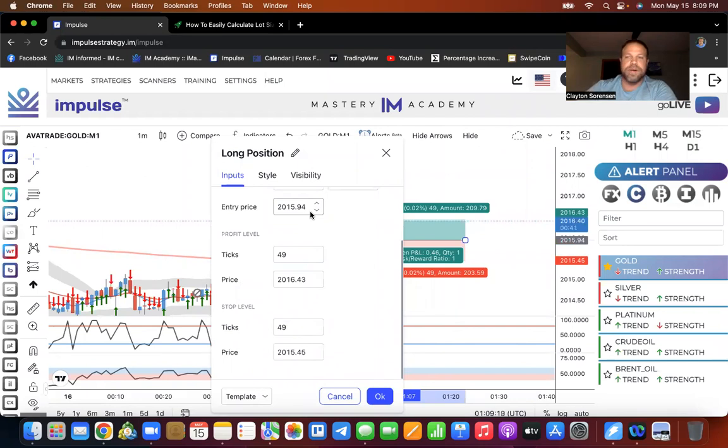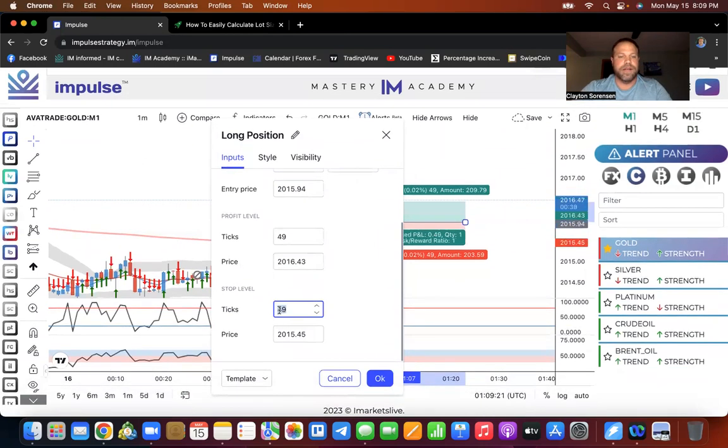So what's the first number here? Let's set our stop loss. Say we're just going to do a 50. I don't know why I did that.